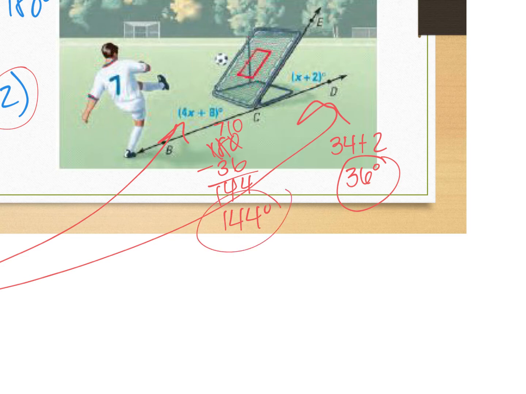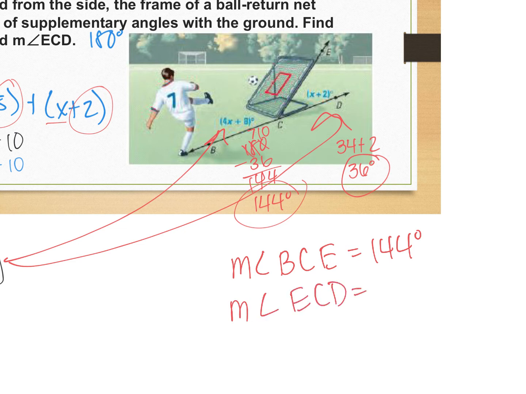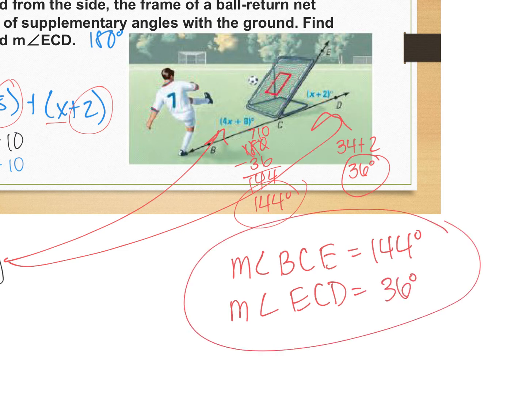Okay, so we have to write it out. The measure of angle BCE is equal to 144 degrees. The measure of angle ECD is equal to 36 degrees. Yep. The M means that we're talking about the measure. So if you left the M off, you're just talking about the angle. You're not talking about its degrees. When we put the M, that means we're talking specifically how much is the measure of that angle.